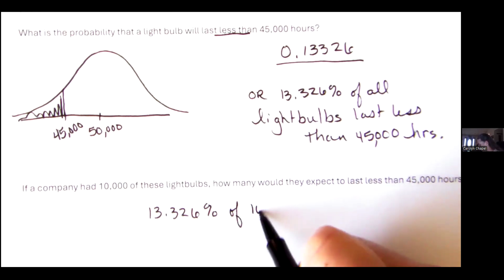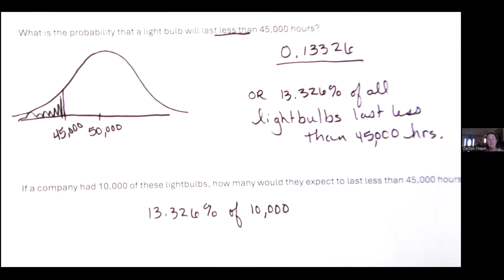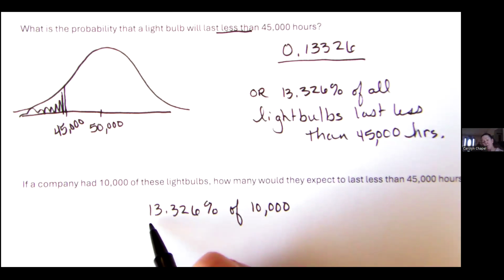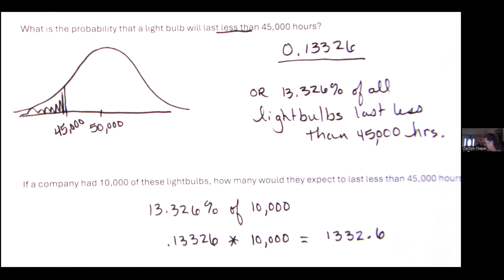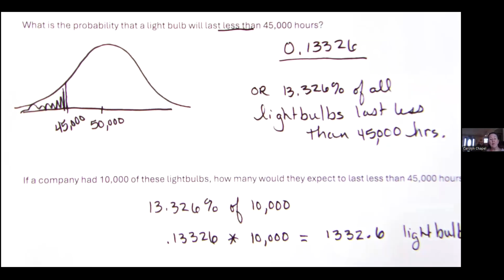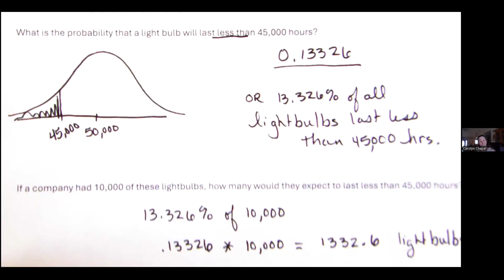Of the 10,000. The word "of" tells me to multiply. So I'm going to put this in its decimal form, and we're going to multiply it by my 10,000. And we will get 1,332.6. So that's how many of those 10,000 should last that long.